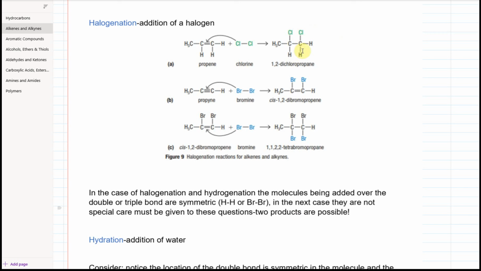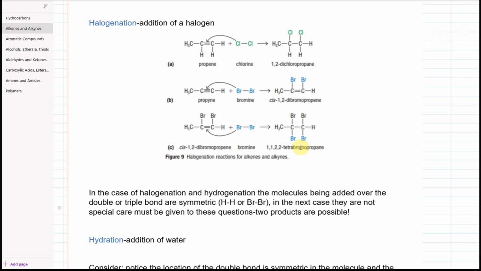If you start with a triple bond, the first thing that happens is you form a double bond. And again, notice that it forms in the cis conformation. It adds over the same side of the double bond. And that can continue to form an alkyl halide that actually has 4 halogens attached to it.